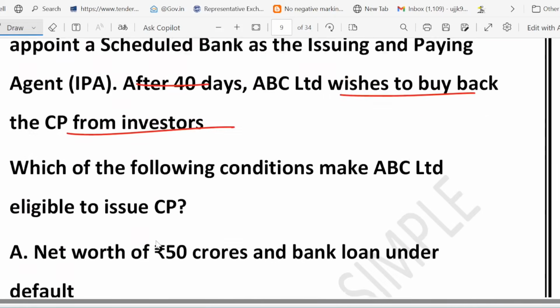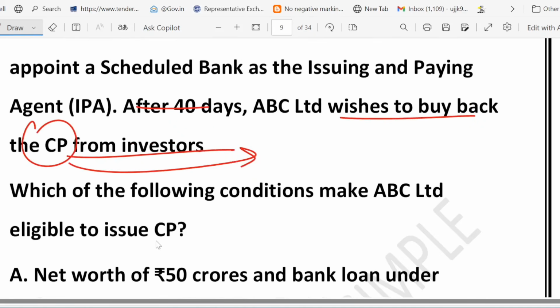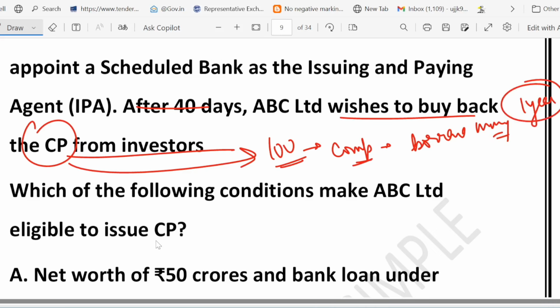So if we talk about CP, which is commercial paper, it is a kind of short-term IOU. Who issues it? A company issues it to borrow money for a few months, usually up to 1 year, without giving collateral. Because it is unsecured, only a company with strong financials can issue it.